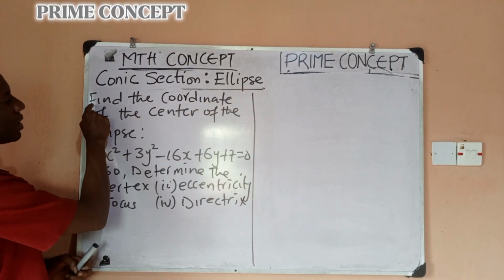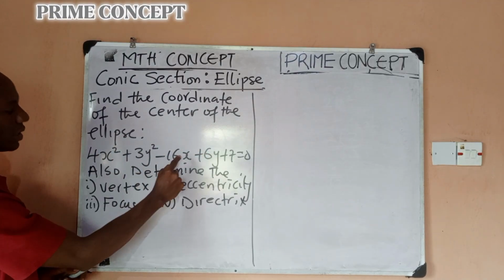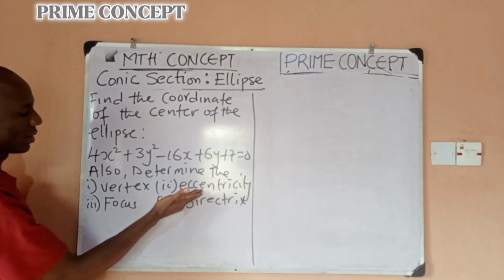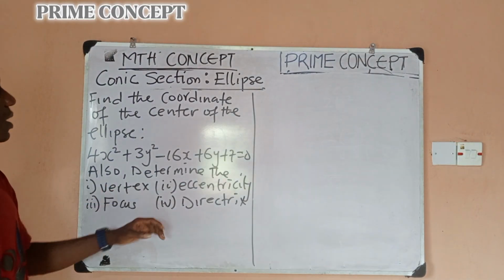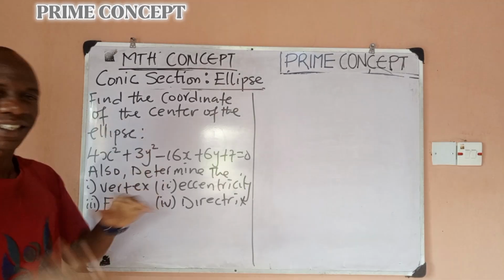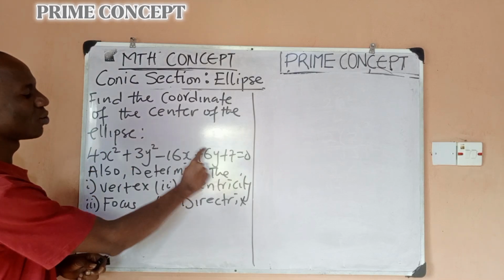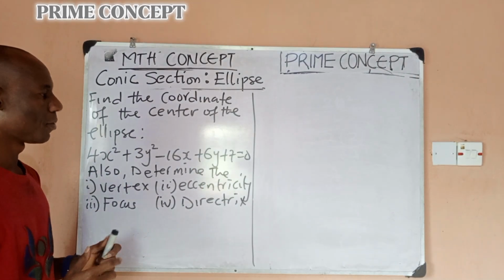Now this problem says find the coordinates of the center of the ellipse, which is this. Also determine these parameters: the vertex, the eccentricity, the focus, and the directrix. So we want to find these parameters. But first, you will notice that our ellipse is not given in standard form. So the first thing we want to do is to write this ellipse in the standard form.